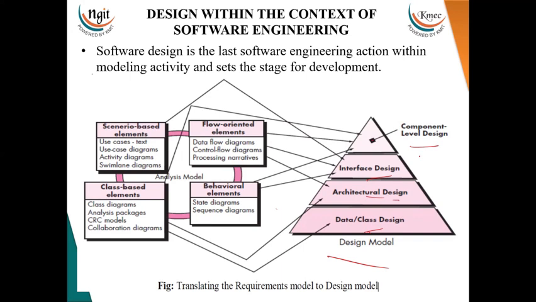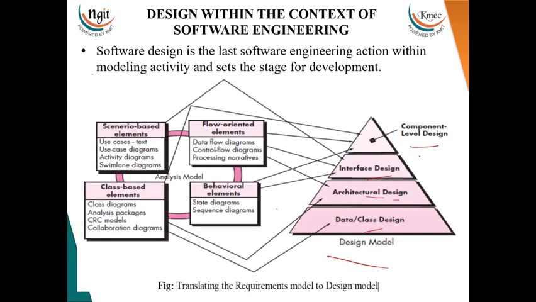First is the data class design. This transforms the analysis class model into design class realizations and data structures. The architectural design defines the relationship between major structural elements of the software. The interface design describes how the software should communicate with the systems that interoperate with it. The component level design transforms the structural elements of the software architecture into a procedural description of software components. This is how the requirements model is translated to the design model.